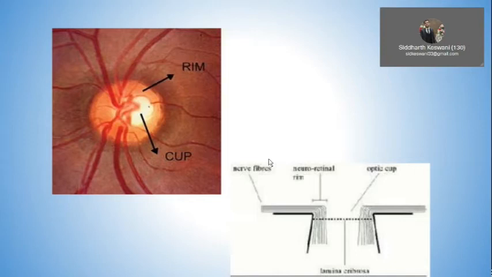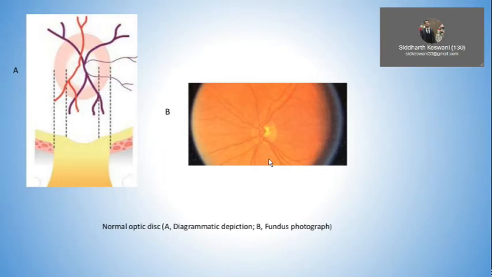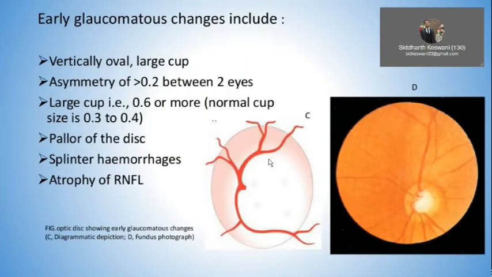So this again you can see the fundus picture having slight cupping of the disc. Okay, so now we come to the early glaucomatous changes. As you can see in picture D, it's slightly enlarged. The CD ratio is between 0.5 and 0.6 according to the image, so it is glaucoma suspect.